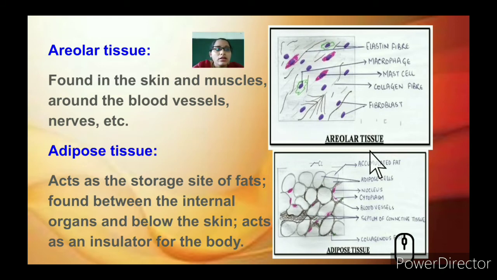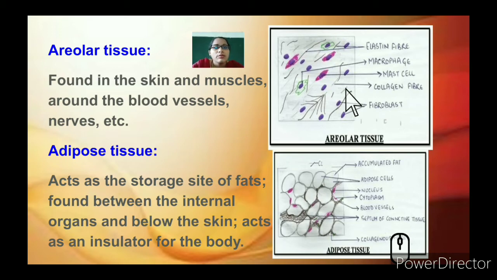So, areolar tissue: you can see the structure of the areolar tissue here. It consists of elastin fiber, macrophage, mast cell, collagen fiber and fibroblast. These tissues are present in the skin and the muscles, and they are also present around our blood vessels and nerves.